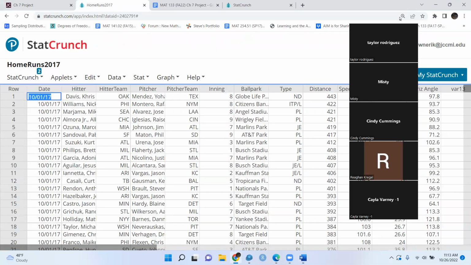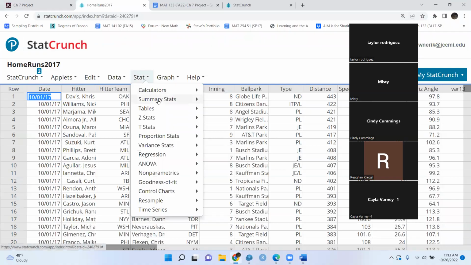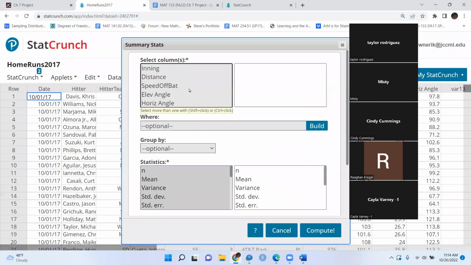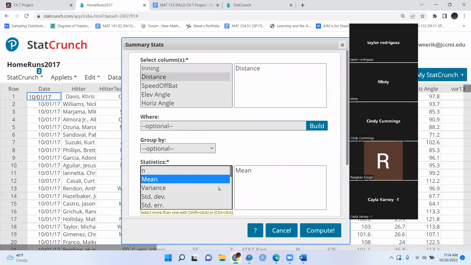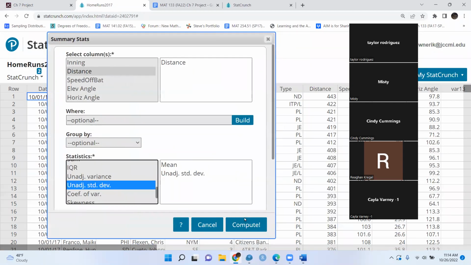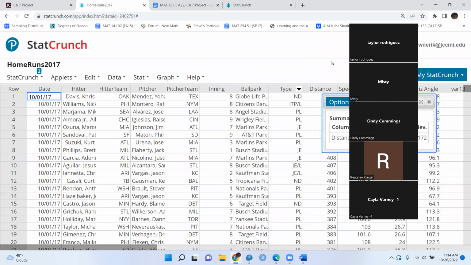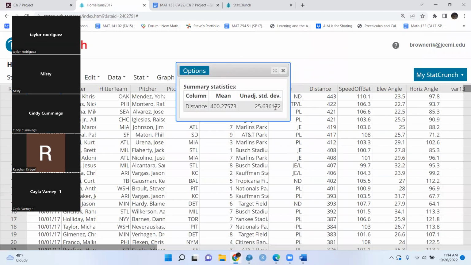If you've forgotten, you go to Stat, Summary Stats, Columns. We want just distance, and we want mean and... help me, which standard deviation? The standard deviation or the unadjusted standard deviation? Unadjusted, because it's a population. Love it, you all are doing it. Okay, there it is. Hopefully we all got the same thing.